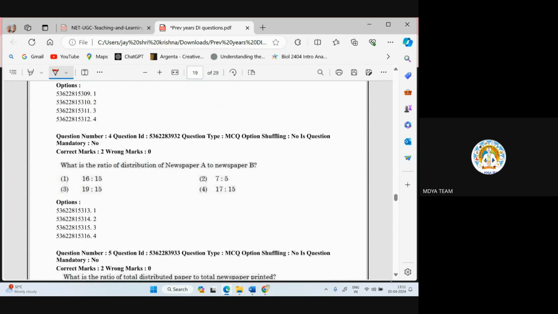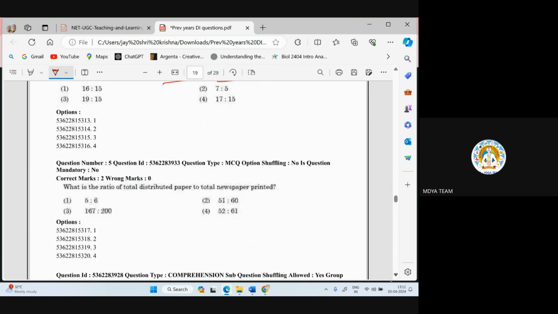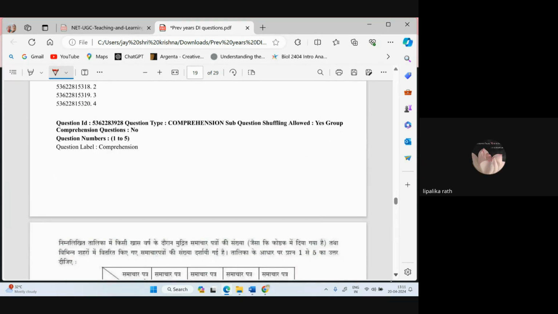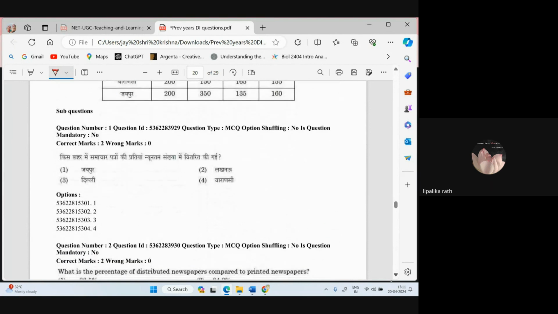What is the ratio of distribution of newspaper A to newspaper B? You can calculate. Yes, sir, we have to add. First, you will find the total number of newspaper A distributed, then you will find the total number of newspaper B distributed, and you can calculate the ratio.